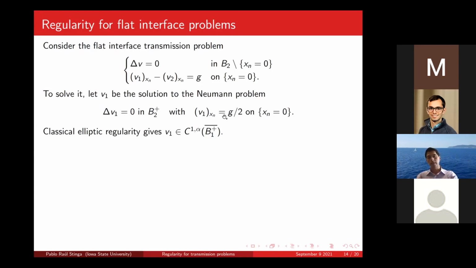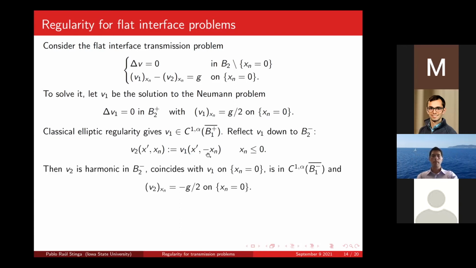So if the derivative is Hölder alpha, v has to be C^{1,alpha} all the way up to xn equals 0. So I have v1, now I reflect v1 towards v2 minus. So I consider the even reflection. And now obviously v2 is harmonic because v1 was harmonic. It coincides with v1 on xn equals 0, equal to 0 here. And it's also C^{1,alpha} below because it's just a reflection of v1.